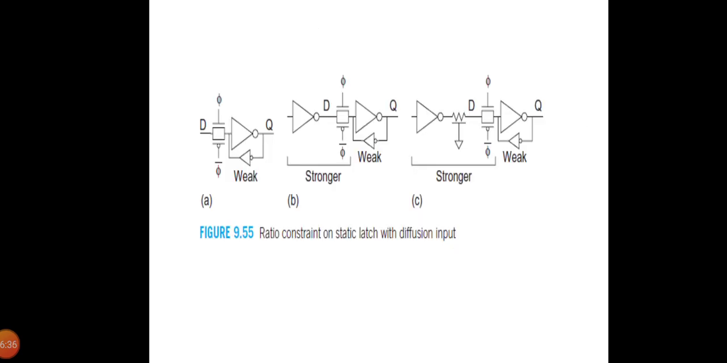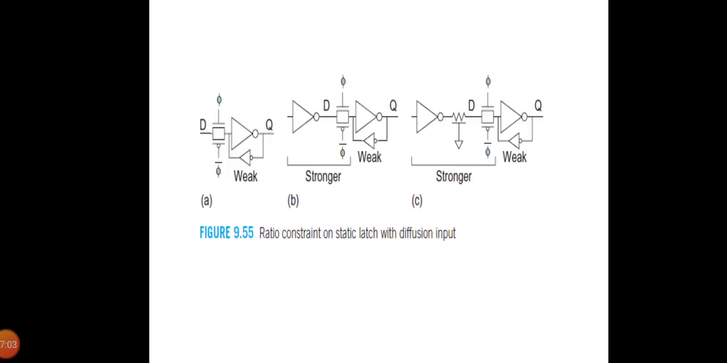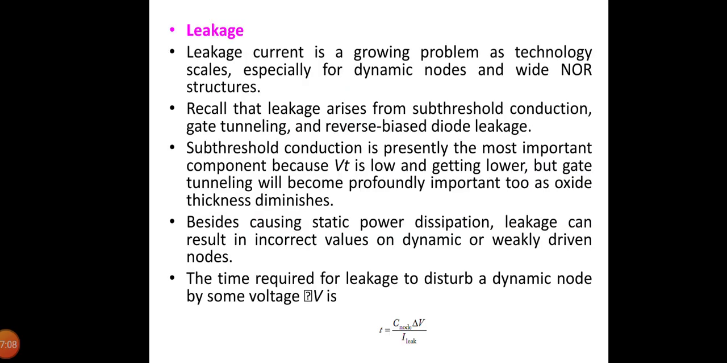And this figure shows the static latch with a weak feedback inverter. The weak feedback inverter must be weak enough to be overcome by the series combination of the pass transistor and the gate driving the D input. This cannot be verified by checking the latch alone. It requires a global check of the latch and driver. Worse yet, if the driver is far away, the series wire resistance must also be considered. As you can see in this figure, the series wire resistance is also considered.